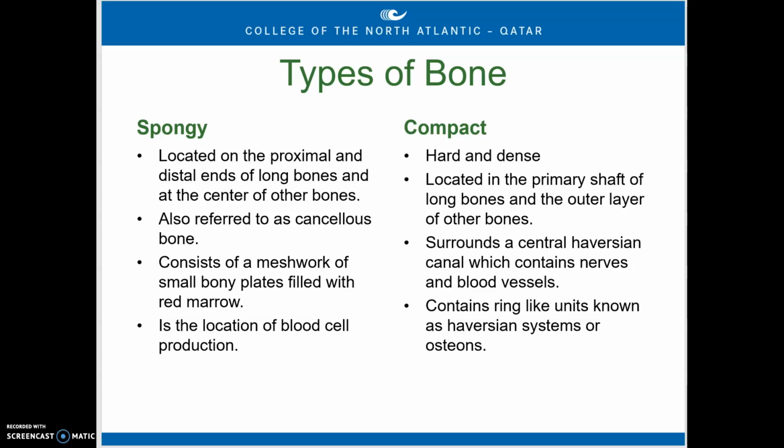It will surround those central haversian canals that have the nerves and the blood vessels, and another form of protection. And it contains those units, the haversian system that we talked about yesterday, and in lab I was calling them osteons. So haversian system, or osteon, is the same thing, that organization that we talked about in lab yesterday with the haversian canal, the lamellae, and the canaliculi.